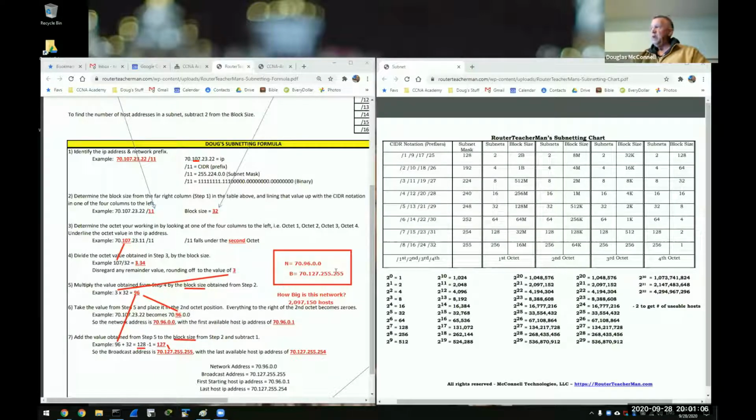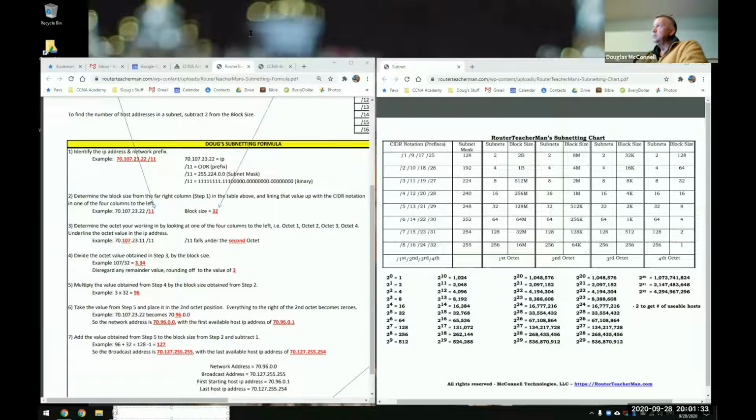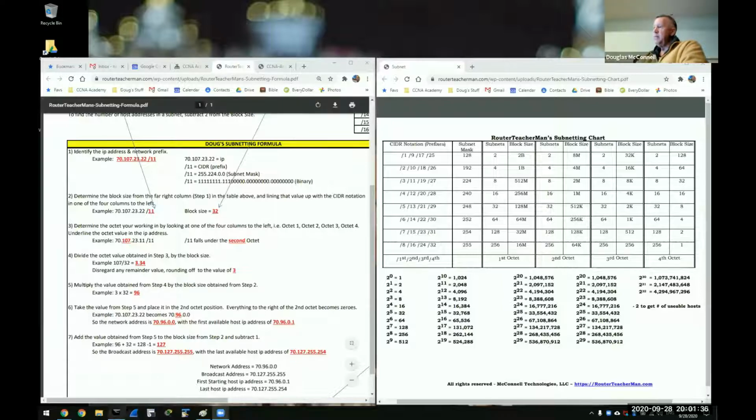Because 255 is what? The broadcast. And 0 is what? The network. Okay, you can't use them. They're reserved. Okay, so this is to set up a network. Like that's the range that you have to work with. That's right. That's exactly what I did when I built this network right here.